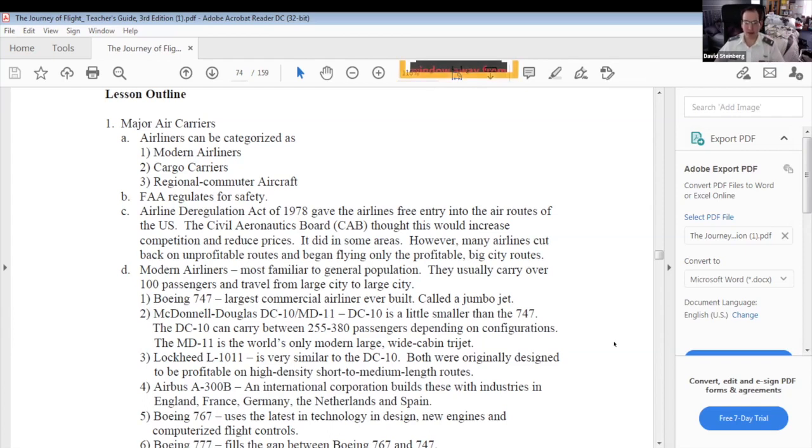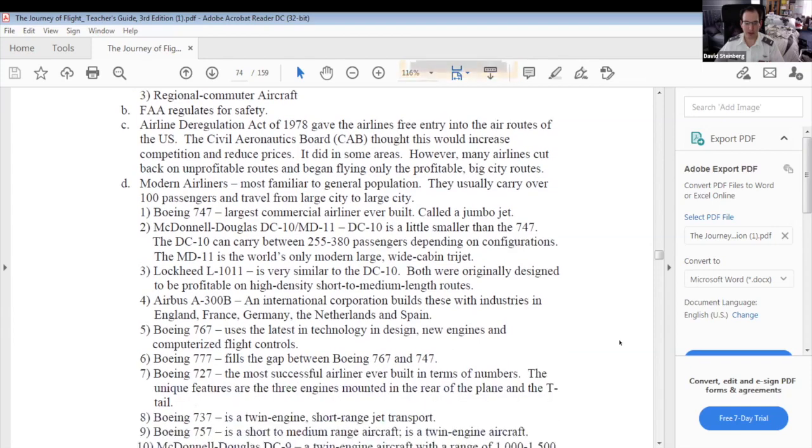Then we also have regional commuter aircraft. Some of the big names like American Airlines have their regional cohorts, American Eagle. They fly the shorter trips, smaller aircraft, but they all fit under the umbrella of the big airlines. And we have the FAA, Federal Aviation Administration. They're the ones in charge of regulating the safety of all aircraft in this country. The Airline Deregulation Act of 1978 gave the airlines free entry into the air routes of the US. Not going to go into the details of that because we're short on time.